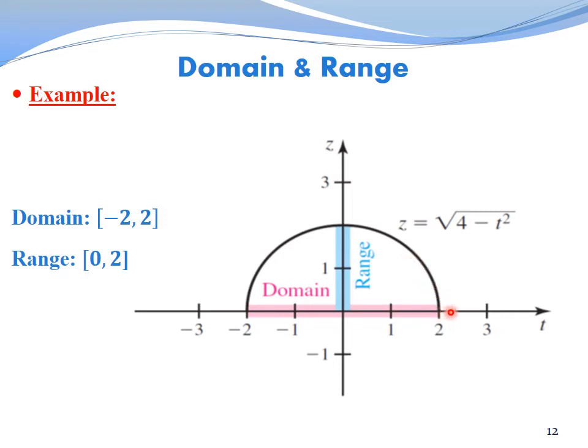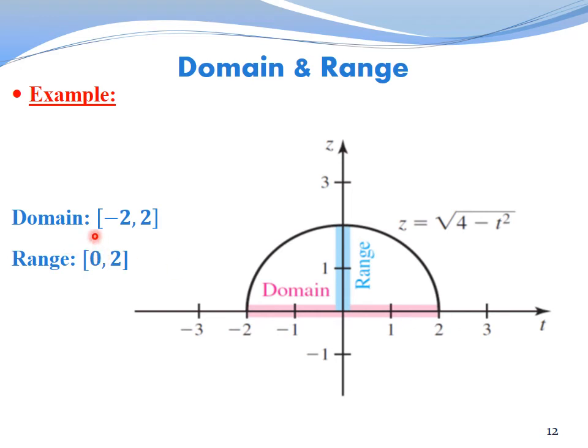But any value after 2 doesn't correspond to any value on the curve. For example, here 2.5 doesn't correspond to any value upward or downward. The same for 3, the same for 4, and so on. So this is an example in which the domain is not the whole real line. Instead, the domain only goes from negative 2 to 2. These are all the possible values that x, or t here, can take on the x-axis.